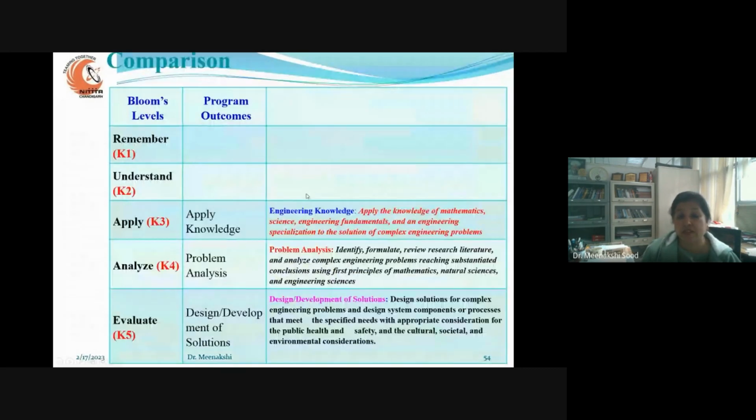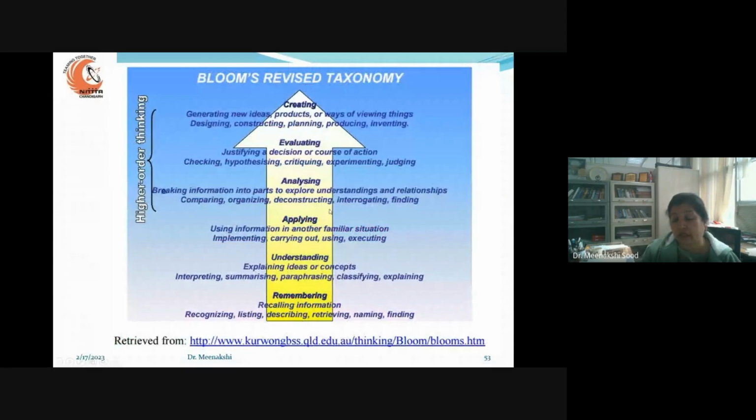So you should always take into account the action verbs available in Bloom's taxonomy, not only to frame the course outcome, but I would suggest to frame the questions also. If you use these action verbs for framing your questions in the question paper, it will be very clear to you at which level of understanding you are asking the question, and how you can map it with the course outcome also, right?